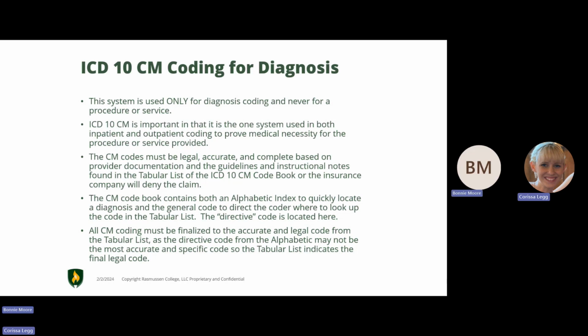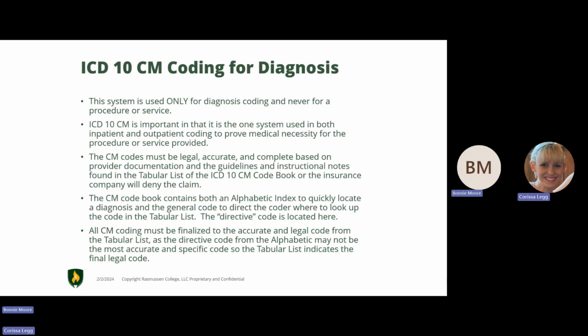So the CM codes must be legal, which means they have to follow guidelines that all coders learn. They must be accurate, which means they're coded to the greatest degree of specificity, which means that you're not just coding it generally, you're getting as specific as possible as far as the actual code book will allow you. And they must be complete. If a coder drops even one character in a code, the code becomes invalid.